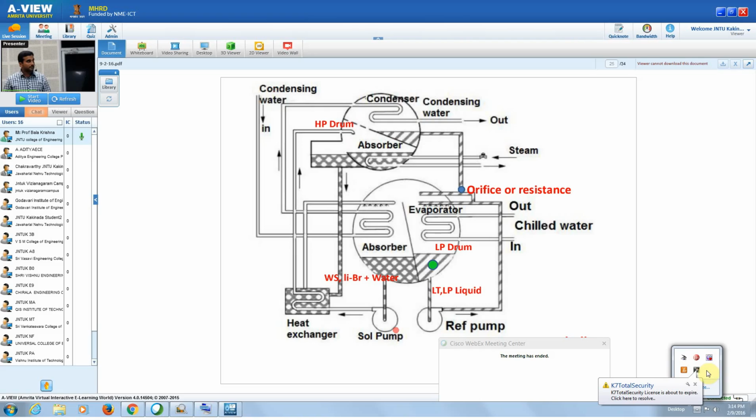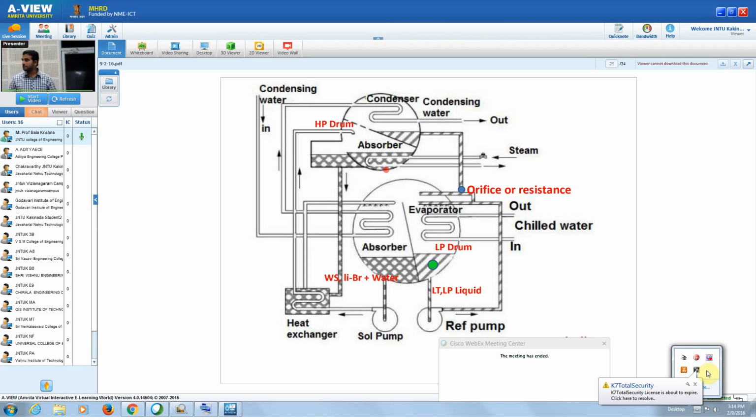In the solution pump, the lithium bromide water solution is pumped and passed through a heat exchanger, and then it is pumped to the generator. In the generator, they use some heat as input, and they will try to vaporize the fluid. The fluid is a combination of lithium bromide and water, and once you give heat energy as input, the water gets evaporated, and pure water vapor is produced. This pure water vapor goes into the condenser and is converted into liquid form.